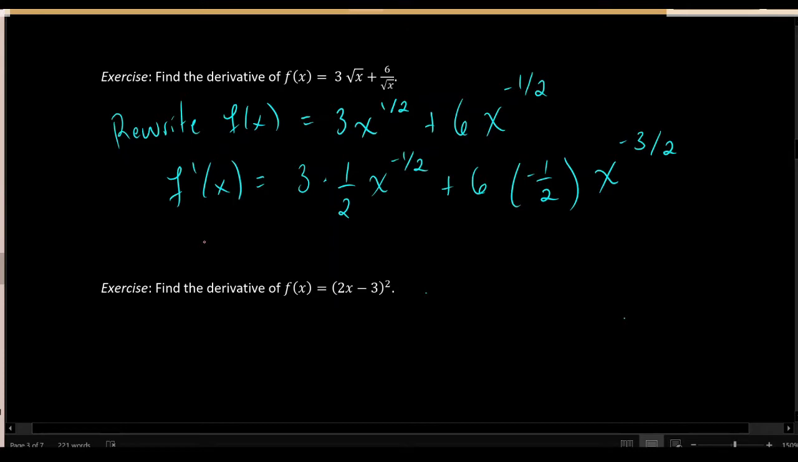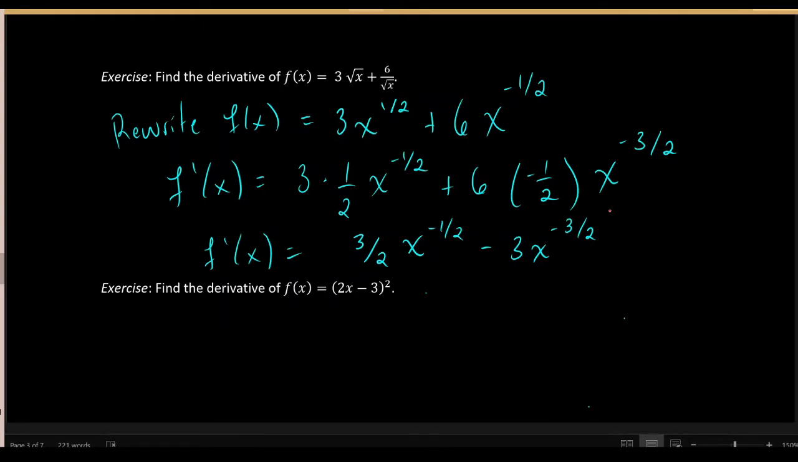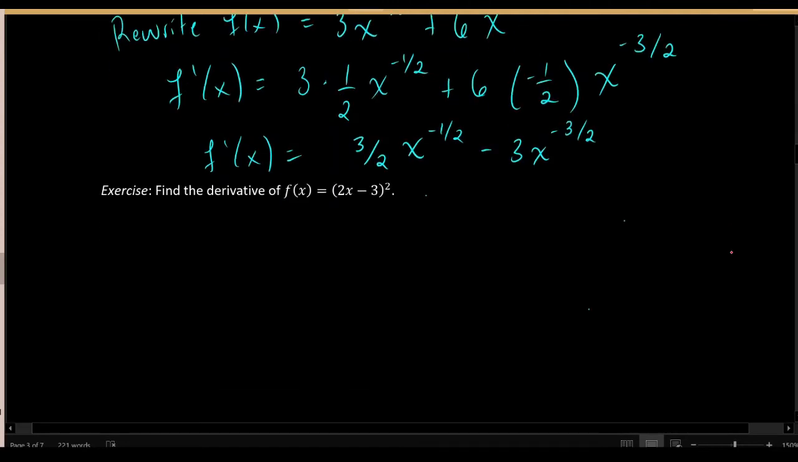And now we can just do a little bit of cleaning. F prime would be equal to 3 over 2 x to the negative 1/2 minus 3x to the negative 3 over 2. The goal, really, with functions as simple as this, is to get to the point where you can calculate these derivatives by hand faster than you could type them into a computer. That really is the goal here.